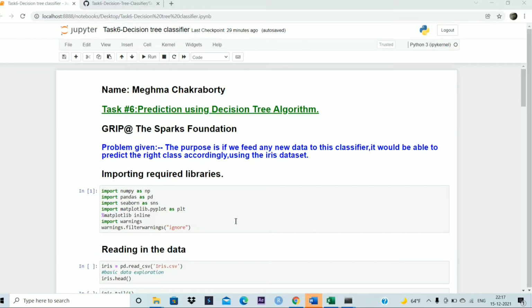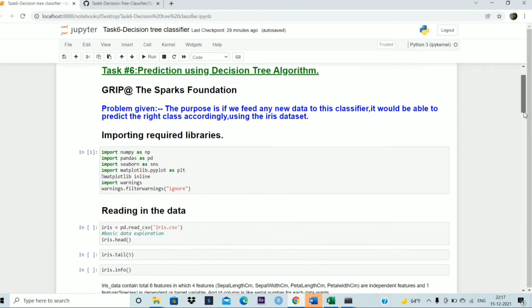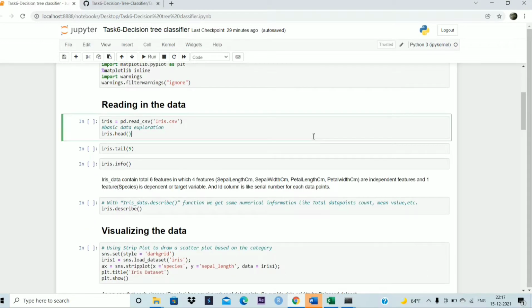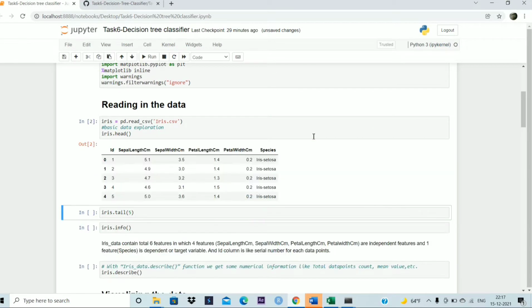So firstly, I'm importing the required libraries, namely NumPy, Pandas, Seaborn, Matplotlib. Then I'm reading in the data, the iris dataset from the source. This is how it looks like.